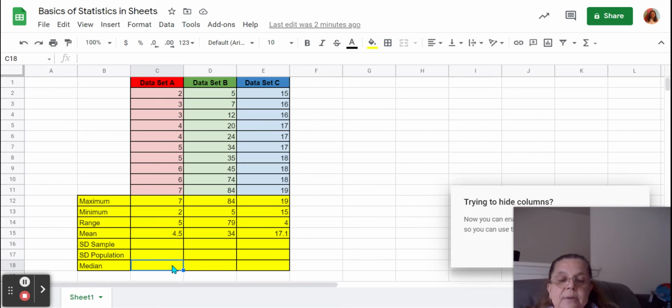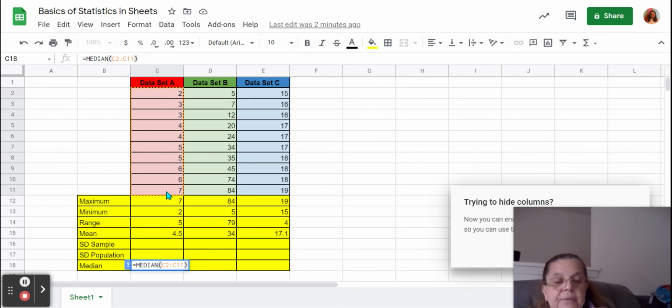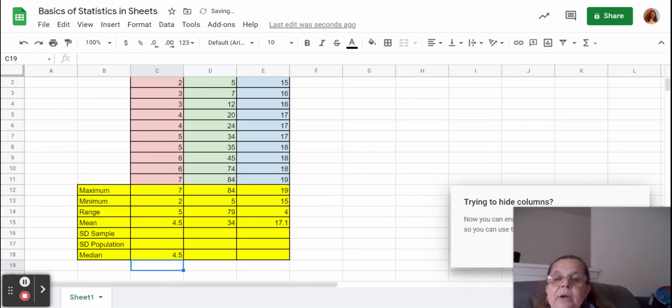I'm going all the way down, hit equal, and start typing in the word median, and you will see median. Grab only the pink values, close it off, and we should see about 4.5, and we do. Now let's see what happens when I drag the formula. 29 and 17. So 29 was exactly halfway between 24 and 34. I could add them together, divide by 2, get 29. And 17 and 17 is 17.